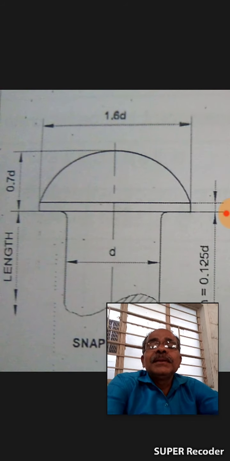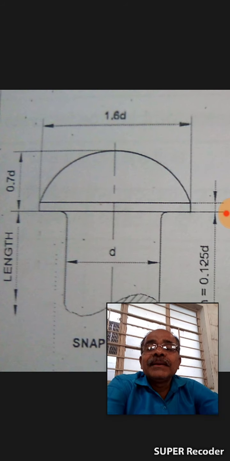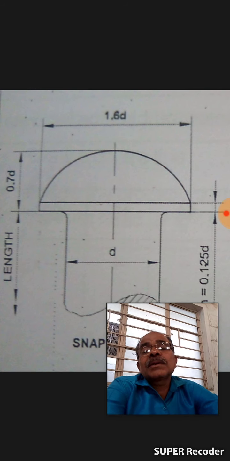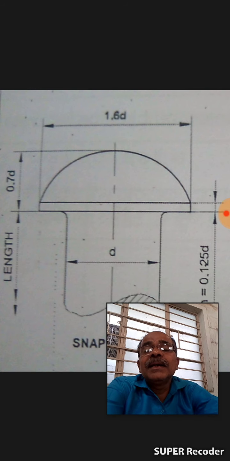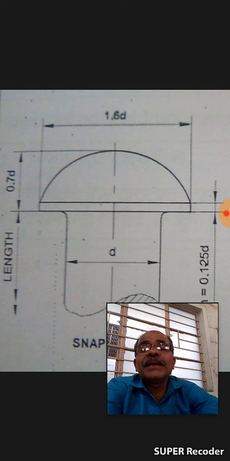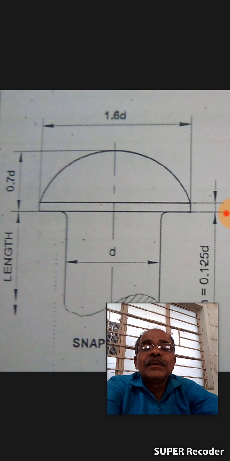See this one. This is the satisfactory design of the snap head rivet. On the basis of the diameter of the rivet, almost all the sizes can be calculated according to the designated design. Here, the head of the rivet is 1.6 times the diameter of the rivet, the height is 0.7 times, and the length of the rivet is 0.125 d.